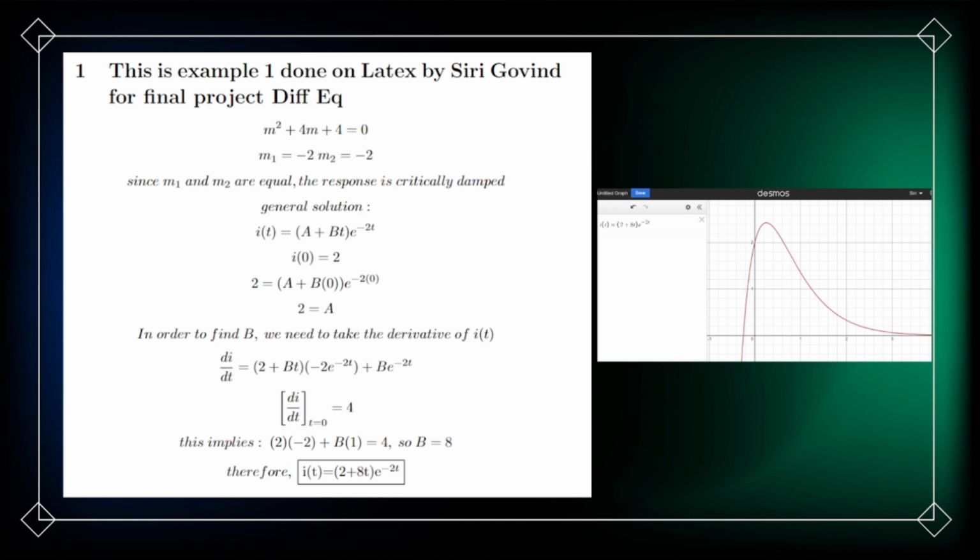And now that we have A and B, we can plug those in and find our particular solution. And therefore, our particular solution is i(t) is equal to (2 plus 8t) times e to the negative 2 times t. And when we graph that, we see that our graph is typical of a critically damped circuit system where there are no oscillations.